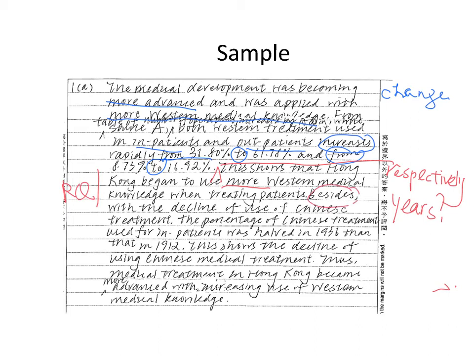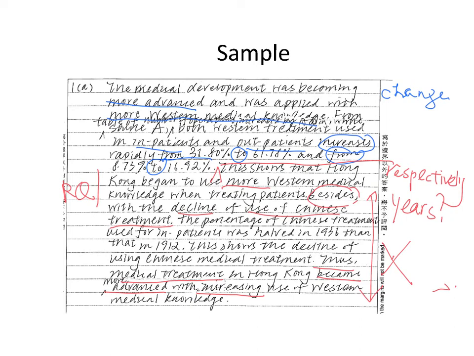And she gave one more trend besides. There was a decline of the use of Chinese treatment. But here she did not give any figures. And she concluded that thus medical treatment became more advanced with increasing use of Western medical knowledge. So actually the second trend here is not necessary because the question only needs one trend, right? So just delete it. And guess how many marks she got?